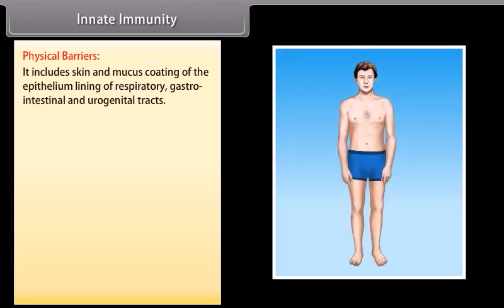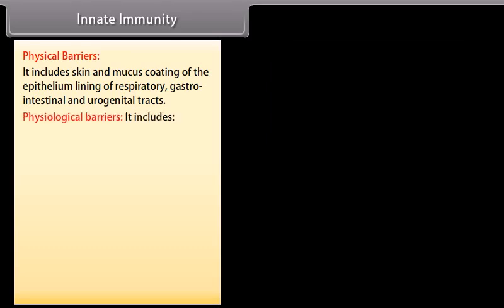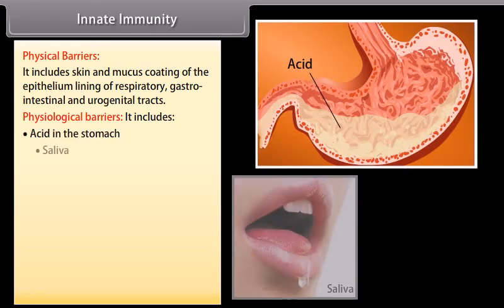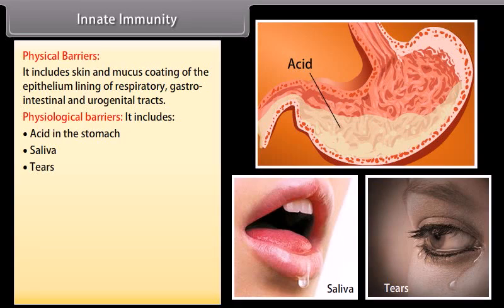Physical barriers. It includes skin and mucous coating of the epithelium lining of respiratory, gastrointestinal, and urogenital tracts. Physiological barriers. It includes acid in the stomach, saliva, and tears.